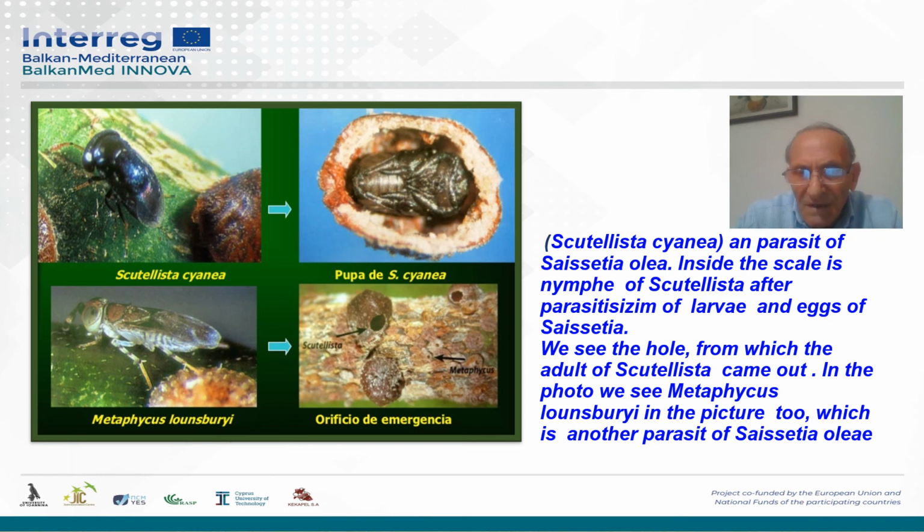In the photo we see Metaphycus lounsburyi, in picture 2, which is another very effective parasite against Saissetia oleae. We see here the adult, and inside we see the nymph. The larva has eaten all the eggs or new larvae and is transformed into the nymph. We have here the holes where the adult came out. It is very effective.